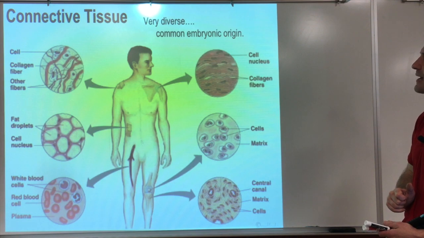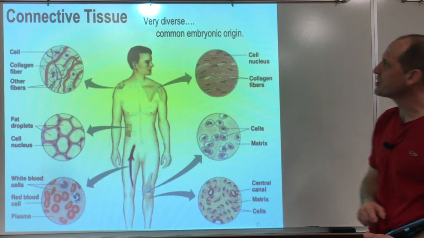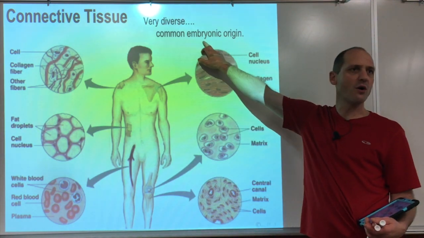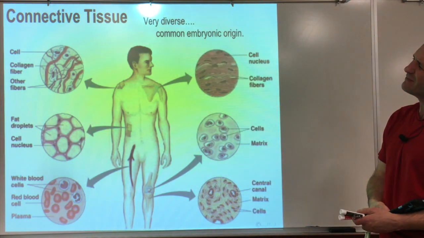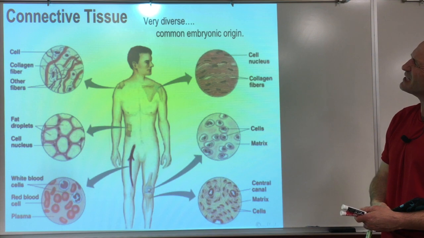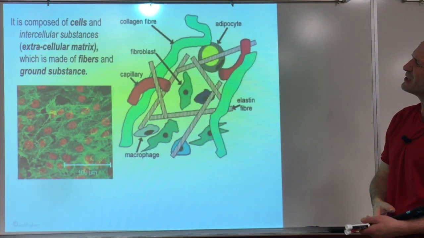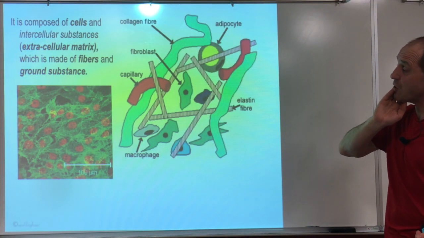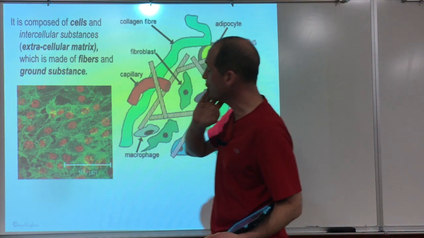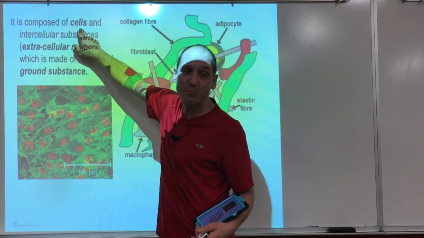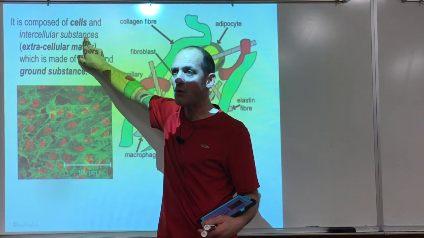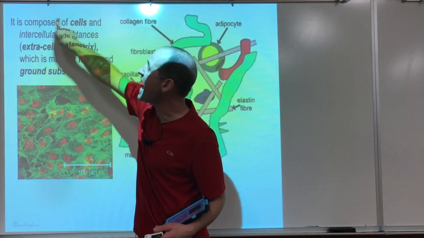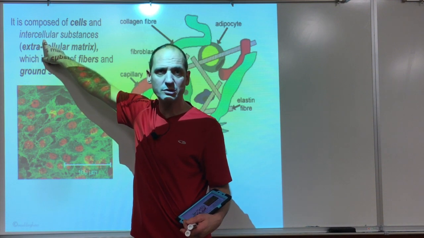And that gets me to connective tissue. It's very diverse, with a common embryonic origin. It's made in the same place in the baby, well, that's what they say. I've never really fully tested that. What I know for sure is its composition, because it's not just cells now. Now we have cells and intercellular substances.